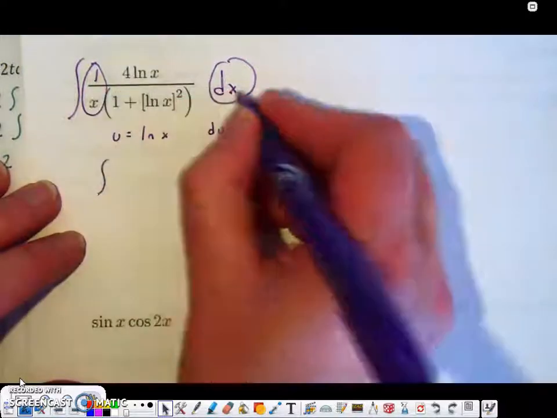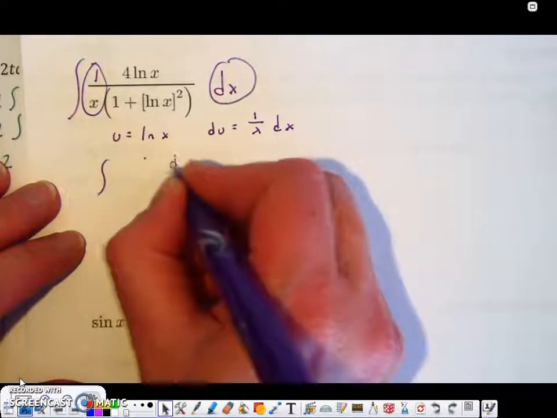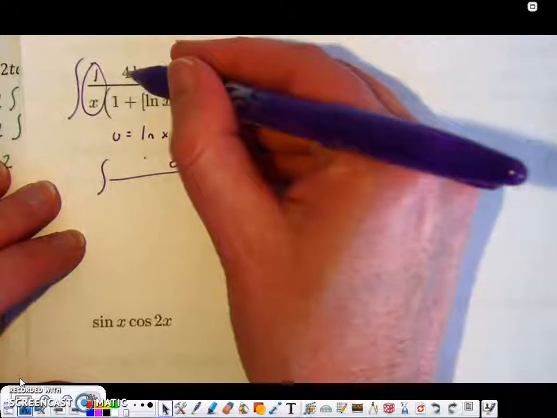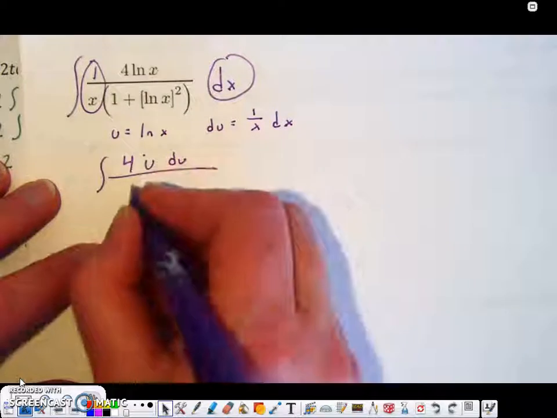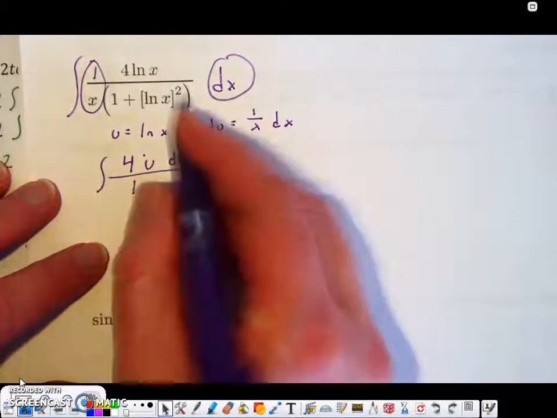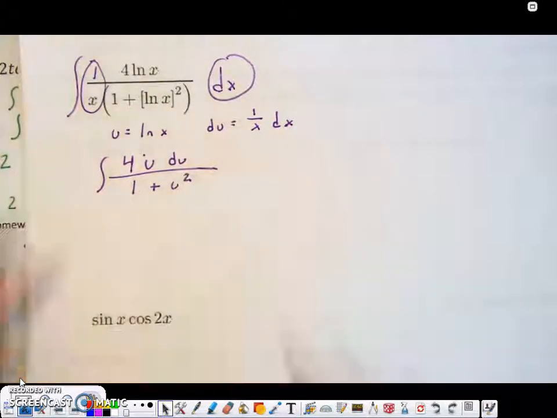If you just take that part and say that's du, then in the numerator you have 4 ln of x, so that's 4u. And in the denominator you have 1 plus ln of x squared, which is 1 plus u squared. A lot of you did that. Now when you do this, it almost looks like your ln, because if you let the denominator be 1 plus u squared, the derivative would be 2u, and you have 4u. You have twice as much as what you need. So you guys are getting it, except you're getting off by the constant.